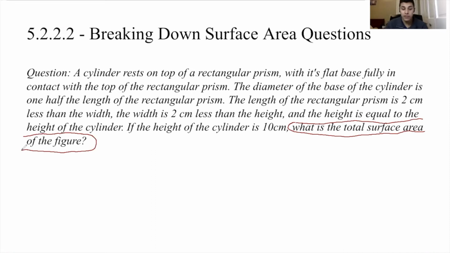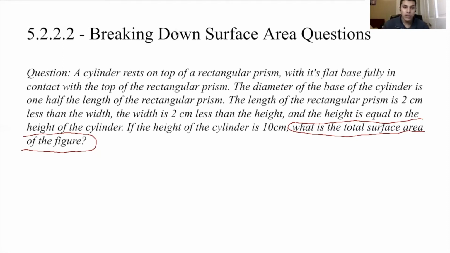Next, we need to identify what the figure is, because it's more important to figure out what the figure is it's talking about, or what the setup is, especially with volume or surface area questions, before you go about doing any of the calculations, because that's how you set up the calculations in the first place. So in the first sentence, it says a cylinder rests on top of a rectangular prism, with its flat base fully in contact with the top of the rectangular prism. All right, cool. The rest of the question doesn't give us any more information to what this figure actually looks like.